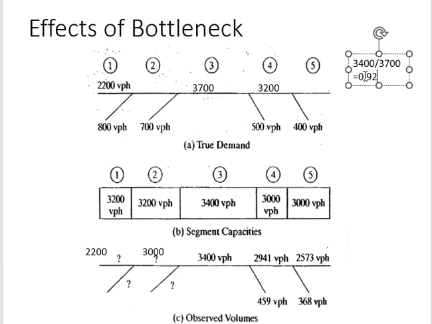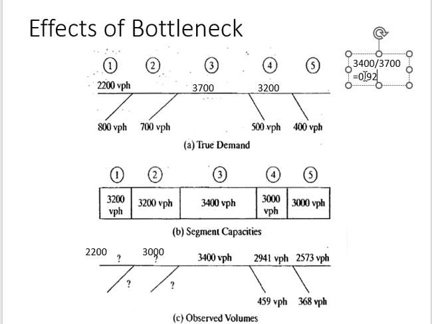Okay? So how did I get 2941? 3,400 minus the one which I am allowing forward. So 2941 is this one. Okay, and the same thing here. The actual was 400, but it will not be 400, it will be 0.92 of 400, which is how much? 368. So 2941 minus 368. Clear? Any questions? Okay.